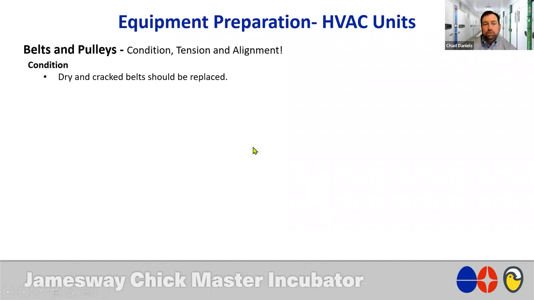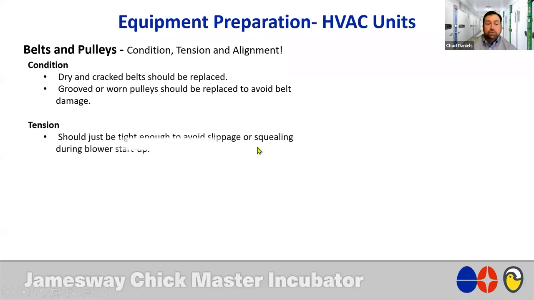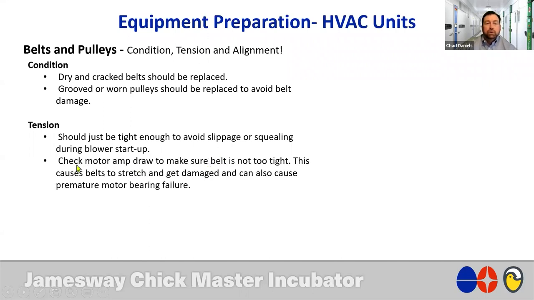They should be replaced. Grooved or worn pulleys should be replaced to avoid belt damage. Tension obviously should be just tight enough to avoid slippage or squealing during blower startup. If we put it on there too tight, we'll have an over amperage on our motor. And then oftentimes we damage the belt by getting it on there too tight, and now it stretches and it causes the cracking. So make sure that you get your belt tension correct.